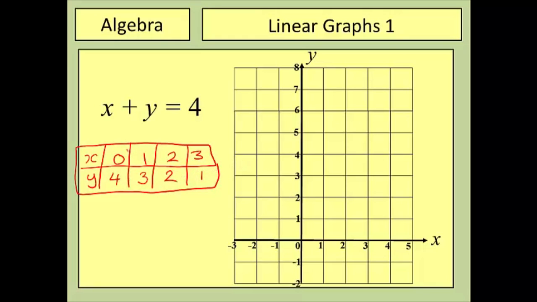Again, just like before, these pairs of numbers will generate my coordinates. So this is where I plot the point 0, 4. This is where I plot the point 1, 3. This is where I'm going to put the point 2, 2. And lastly, 3, 1. And again, just as before, we use our ruler, we join them up with a straight line, completing our question.